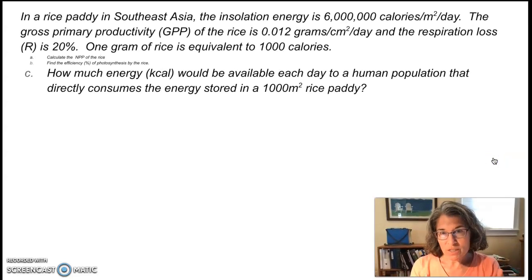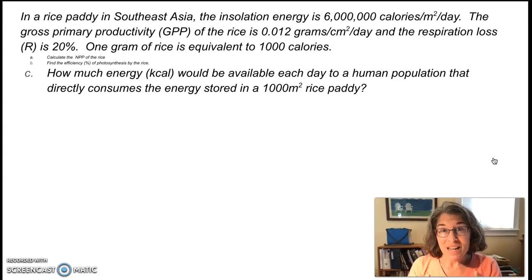So to just remind ourselves, we were dealing with this situation of a rice paddy in Southeast Asia. We know that insolation energy, or the amount of energy coming in from sunlight, is 6 million calories per meter squared per day. That the gross primary productivity, or GPP, of the rice is 0.012 grams per centimeter squared per day, and the loss due to respiration is about 20%.